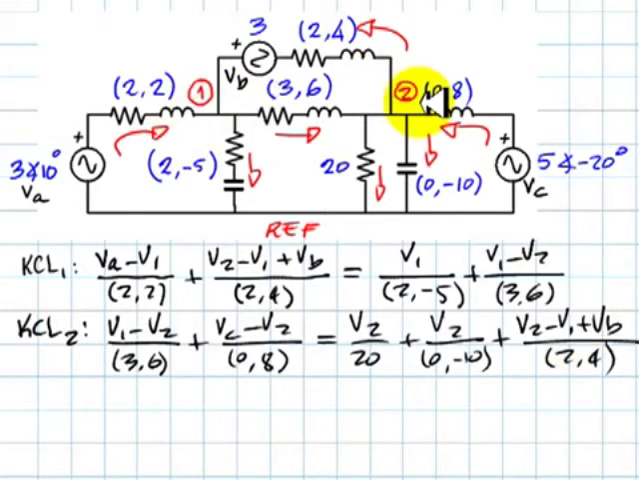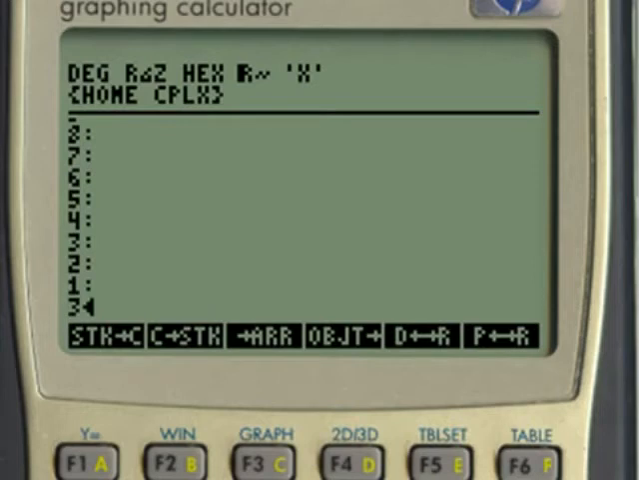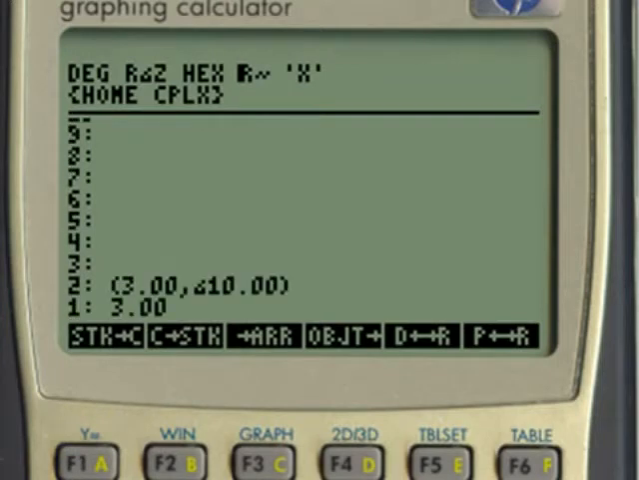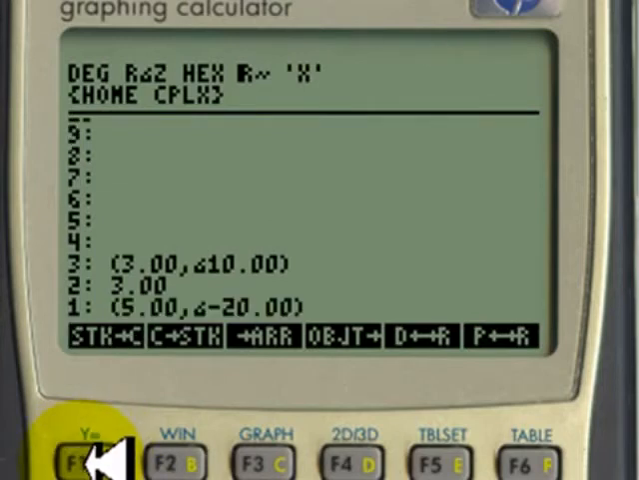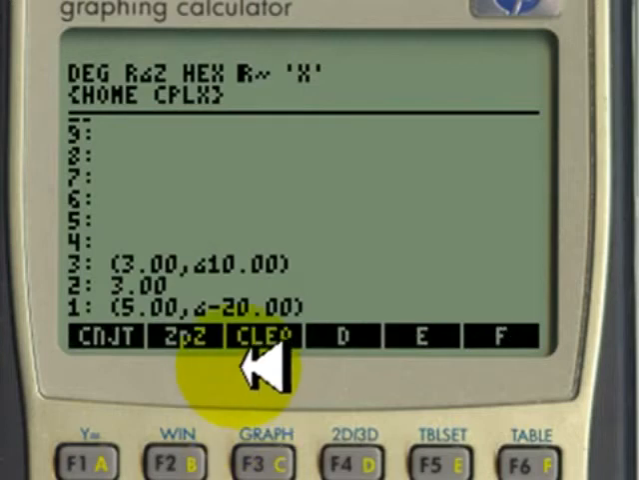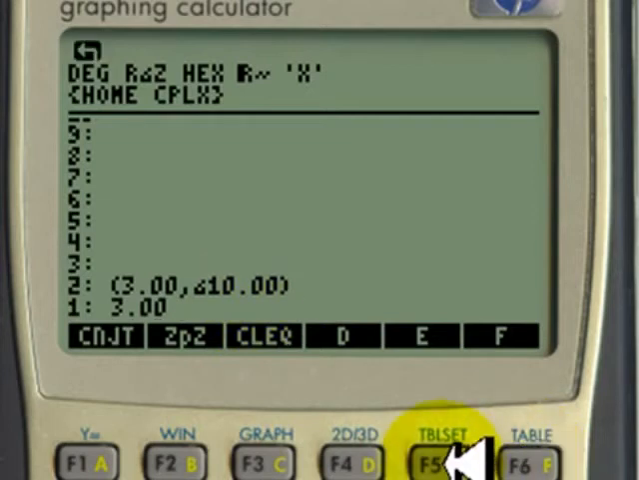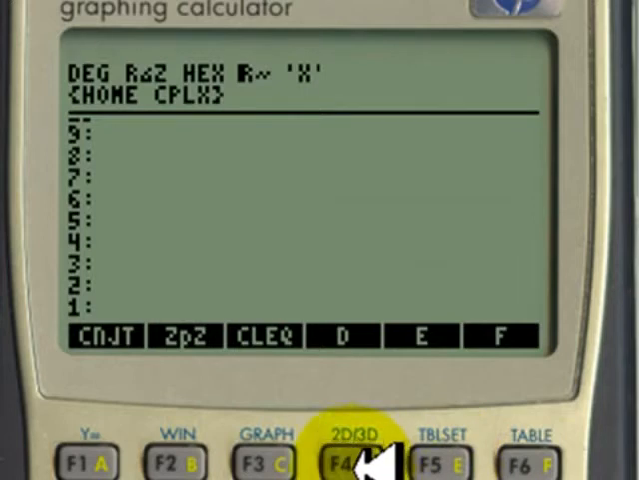Let's enter them in the calculator and solve for them. 3∠10 degrees, so that is the first one. And the other one is just 3 volts, and the last one is 5∠−20. Those are the three sources. What I'm going to do is store those in three variables, D, E, and F. The first one is stored, green F, and green E, and green D. Now we have the values of VA, VB, and VC stored in those three variables, D, E, and F, which will simplify our typing of the equations.